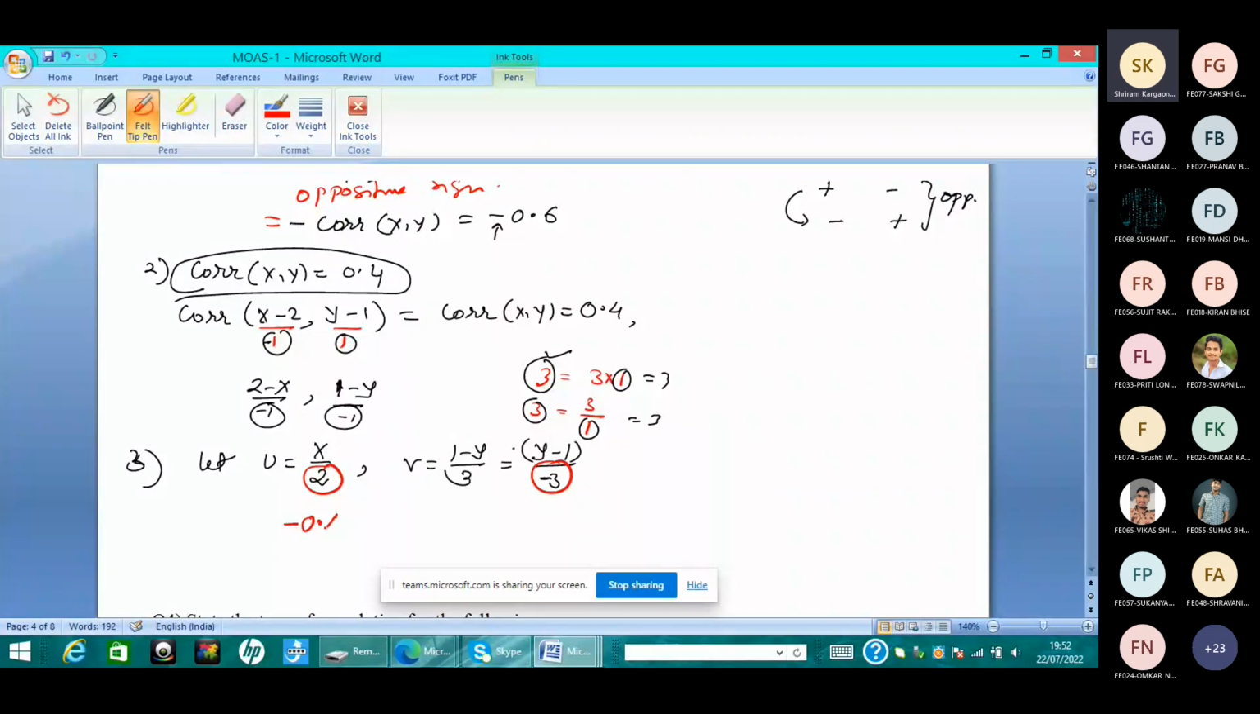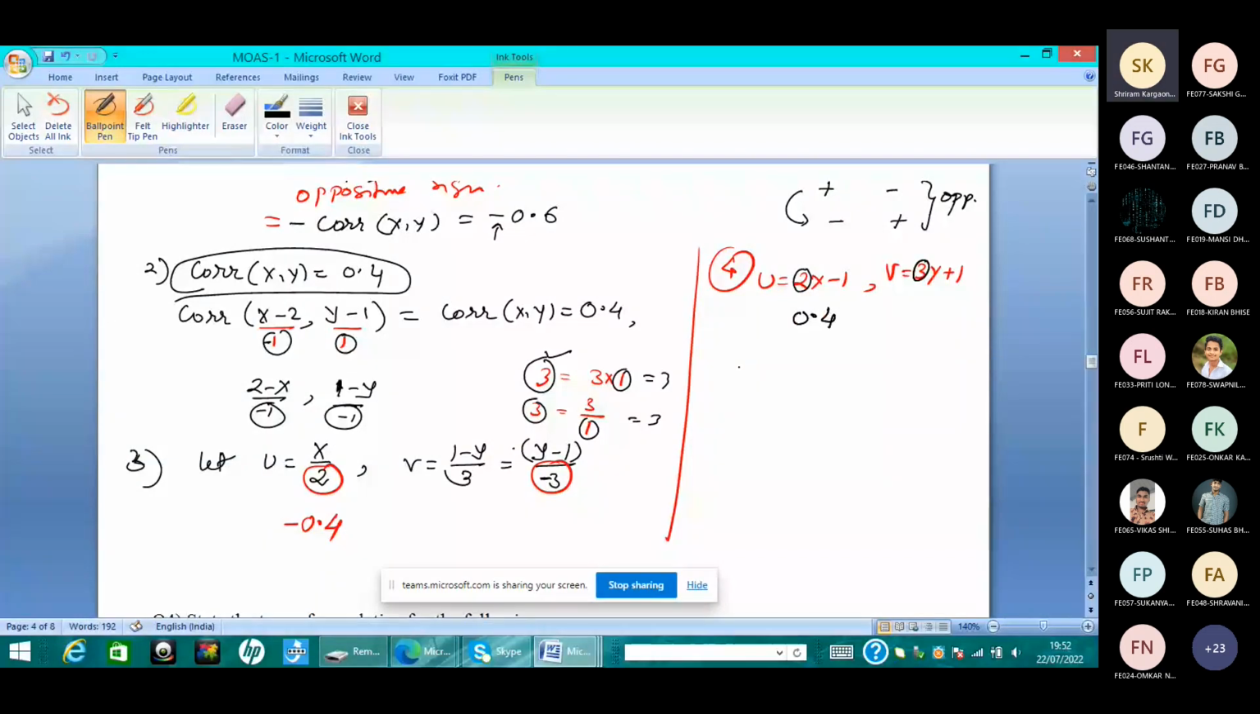I take some more examples. Suppose u is equal to twice x minus 1 and v is equal to 3y plus 1. So now what I observe here, these constants have the same sign, right? Both positive. So what will I write? Yes, their correlation is 0.4.